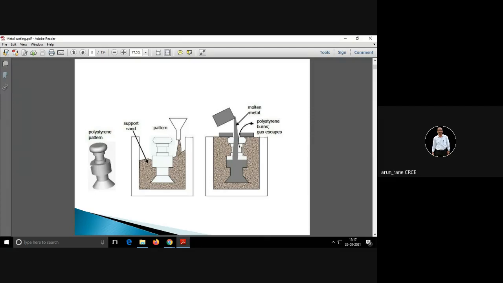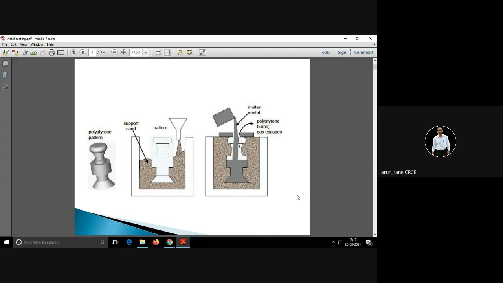So the polystyrene will burn when you are pouring the molten metal, and the gas will escape out. There is something called vent holes, venting. Venting is nothing but small holes, a very small hole of 20 microns or 50 microns. The small holes are drilled inside this sand mold, through which the gas will come out. But you also have to see that the hole should not be large enough. These are called the venting holes or venting lines.